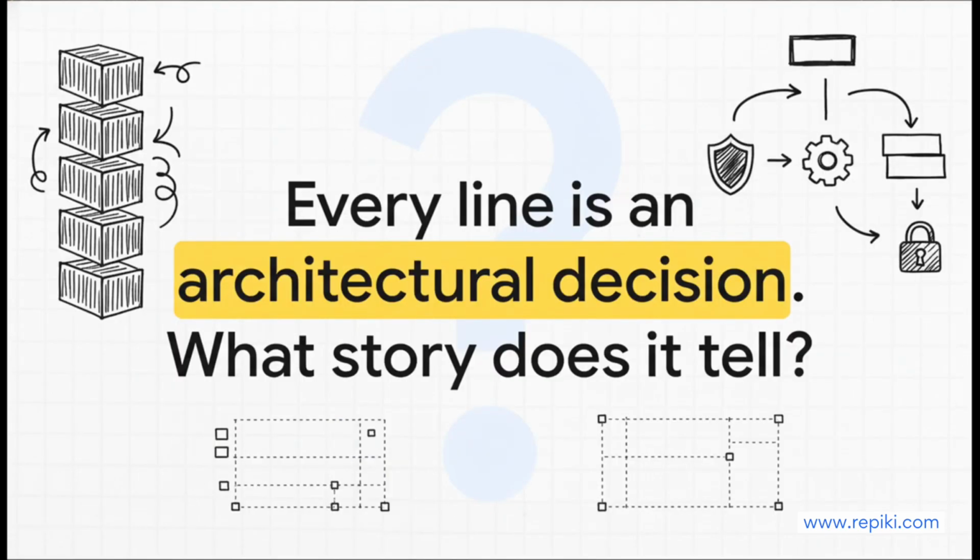So we come all the way back to where we started. Every single line in your Dockerfile, from the base image you pick to how you handle a simple variable, is an architectural decision. It tells a story about your application's security, its efficiency, and its reliability. So the real question is, what story does your Dockerfile tell?